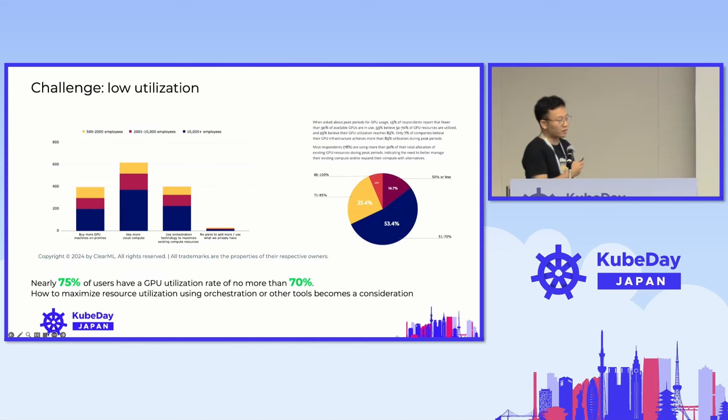The first point is that nearly 75% of users have a GPU utilization of no more than 70%. More than 40% of users have GPU utilization of less than 50%. So how to maximize resource utilization using orchestrators and other tools becomes an urgent consideration.